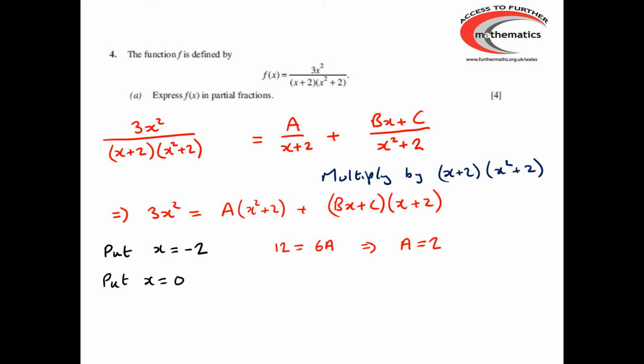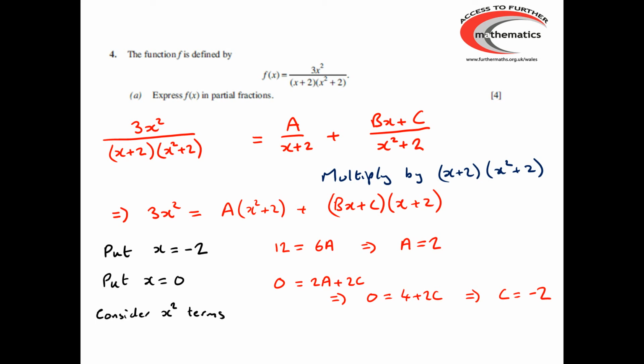Now if we put x = 0, then we obtain 0 on the left-hand side equals A times 2 plus C times 2. So we've got 0 = 2A + 2C. We know that A is 2, so that's 4 plus 2C must be 0, so C must be -2.